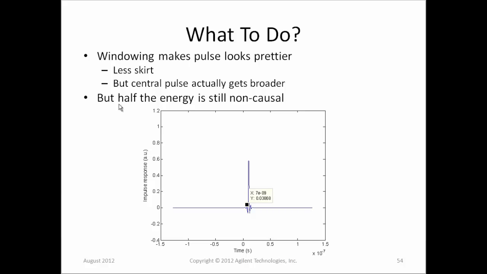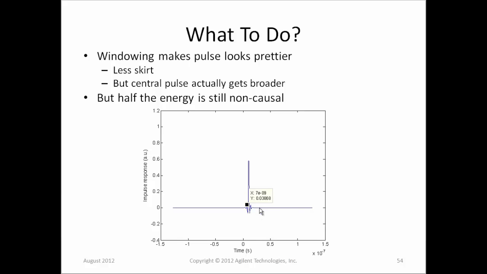Well, one thing you can do is put some kind of window in the frequency domain. You get less skirts, the sinc pulses are diminished slightly. But the central pulse, this Nyquist limited pulse, is actually broader, because you've reduced the bandwidth. It gets broader in both directions. It actually goes into negative time and positive time.